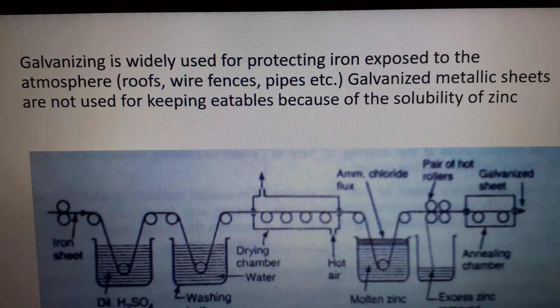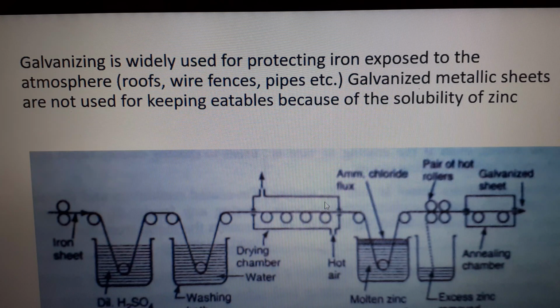It is then passed through a pair of hot rollers. You can see the hot rollers here. This process removes any excess zinc and produces a thin film of uniform thickness. Then it is annealed at a temperature of 650 degrees Celsius and finally cooled slowly, and this is how we obtain the galvanized sheet.